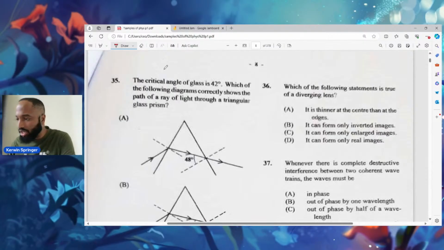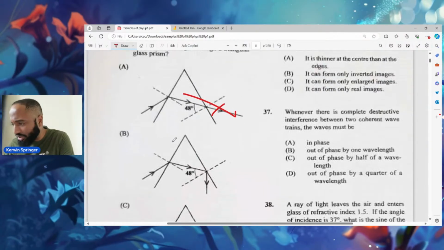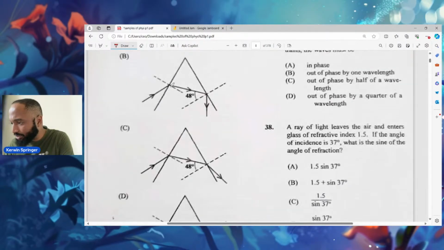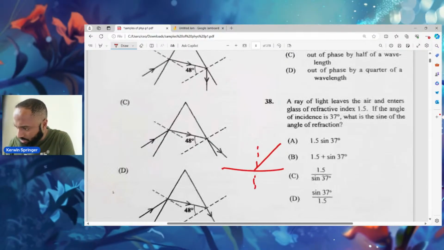The critical angle of glass is 42. Which of the following diagrams correctly shows this? This just isn't looking right. Critical angle is 42, so if you exceed the critical angle, you get total internal reflection, right? So it comes through here. When you slow down, it bends. When it hits the surface and slows down, it's bent towards the normal.